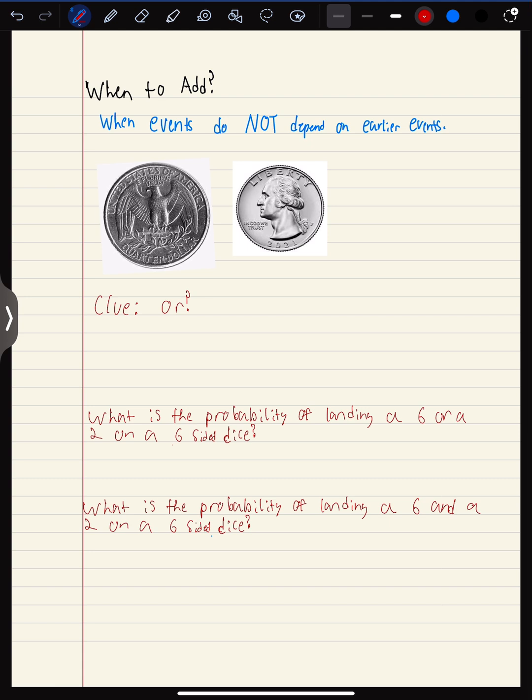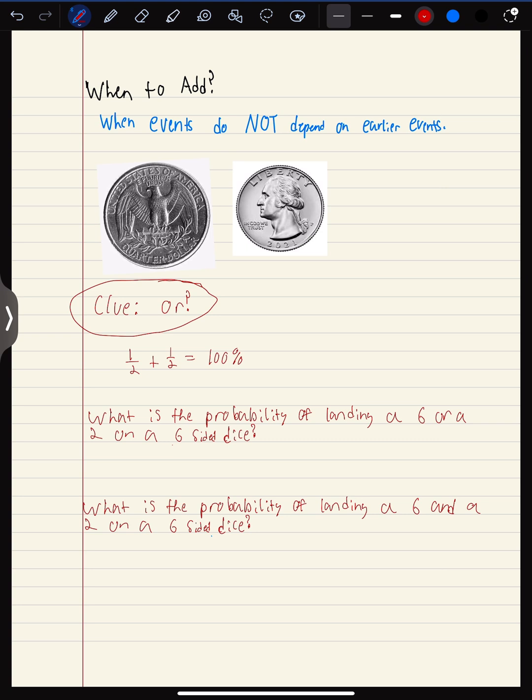So the key word here is or. So if I say land either a heads or a tails, well, that means I have a 100% chance of this occurring because I have a 1 out of 2 chance of landing a head plus a 1 out of 2 chance of landing a tails. So that means I have a 100% chance of landing a head or a tail. So that's pretty simple because we know that heads or tails is only 2 choices.